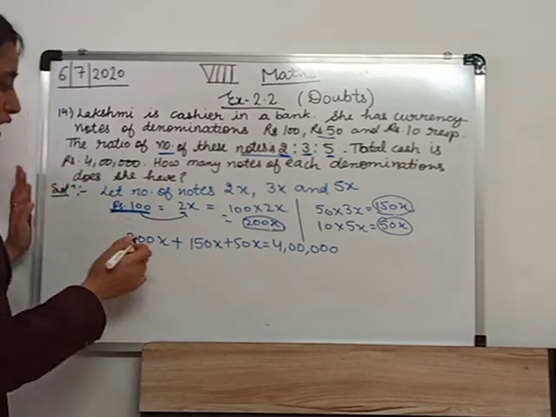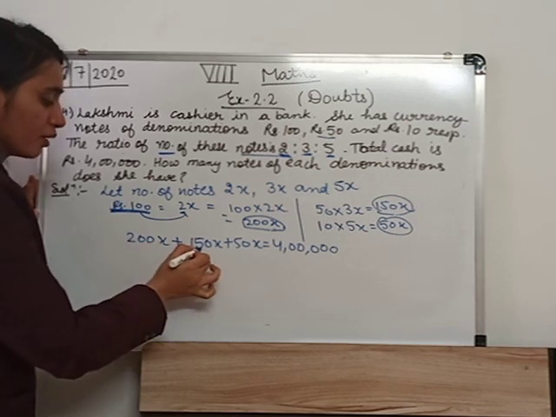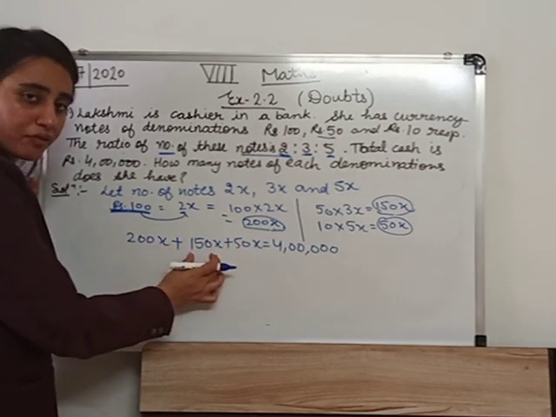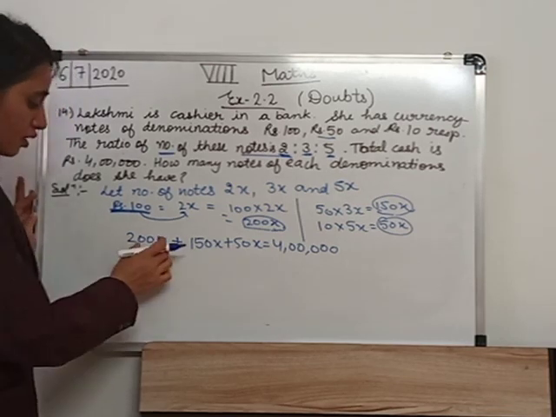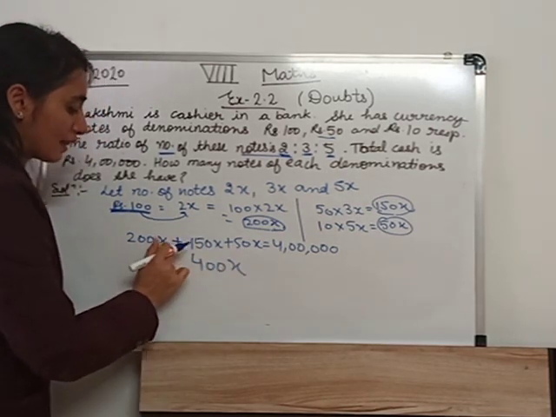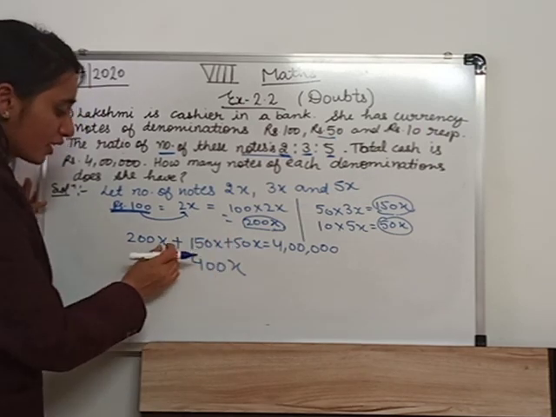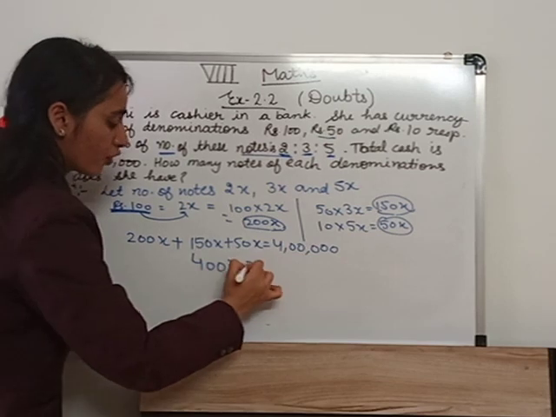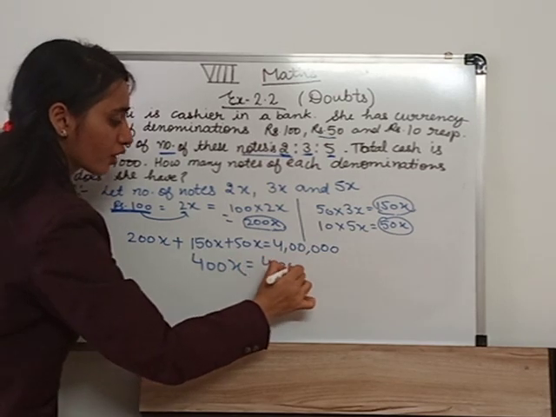Understood? Now add these: 200 plus 150 plus 50. 200 plus 200 is 400. We can add these 3 terms because these are in the same variable. Okay, 400x is equal to 4 lakh.